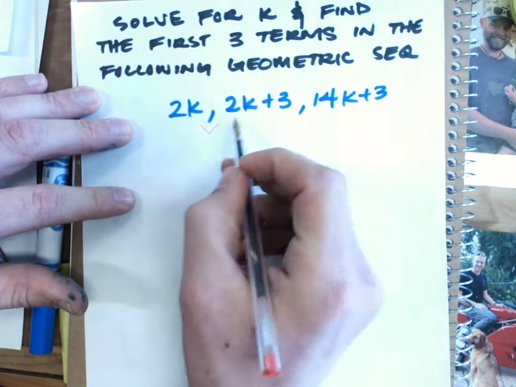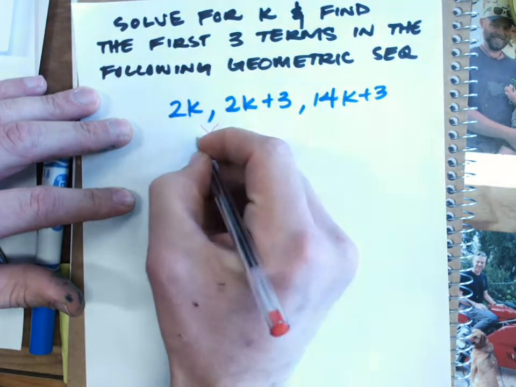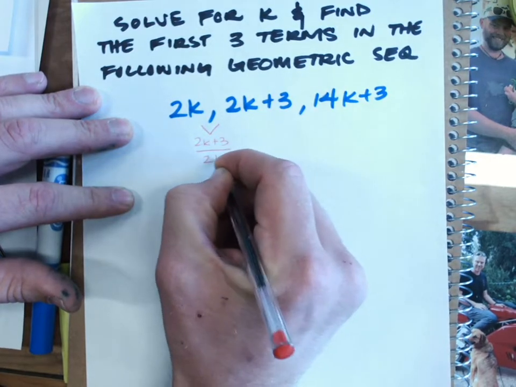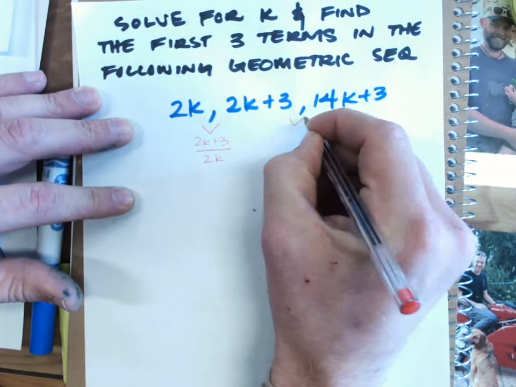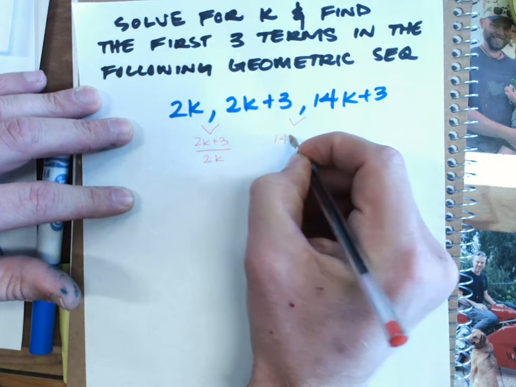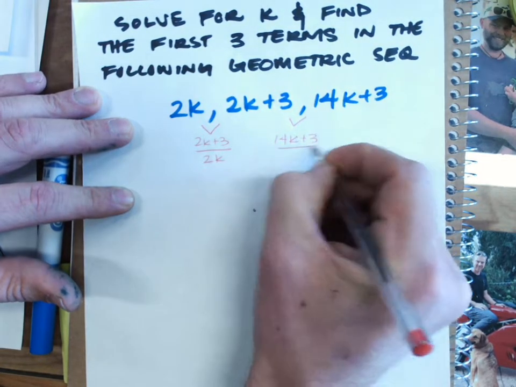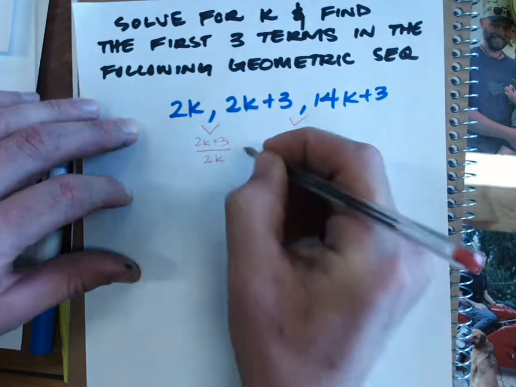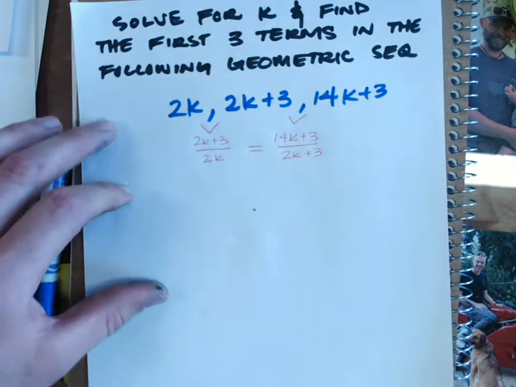First off, the ratio between these two, if we take 2k plus 3 and divide by 2k, that ratio is going to be the same as this one, 14k plus 3 divided by 2k plus 3. All right, these have to be equal. We're going to solve for k.